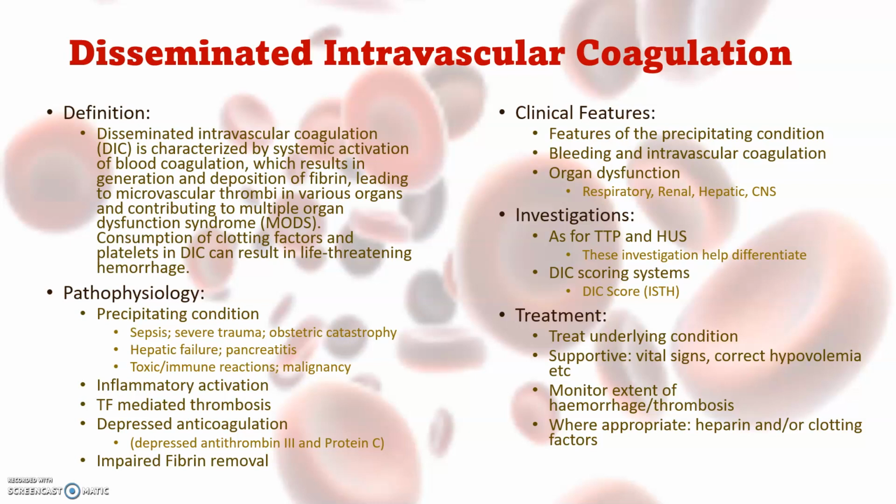The investigations are as for TTP and HUS. These patients tend to have the microangiopathic hemolytic anemia with thrombocytopenia and high levels of D-dimer and FDPs, which puts it apart from TTP and HUS. There are DIC scoring systems that can be used to help in the diagnosis. On the next slide, I'll show you what. Treatment is really treatment of the underlying condition and supportive care.